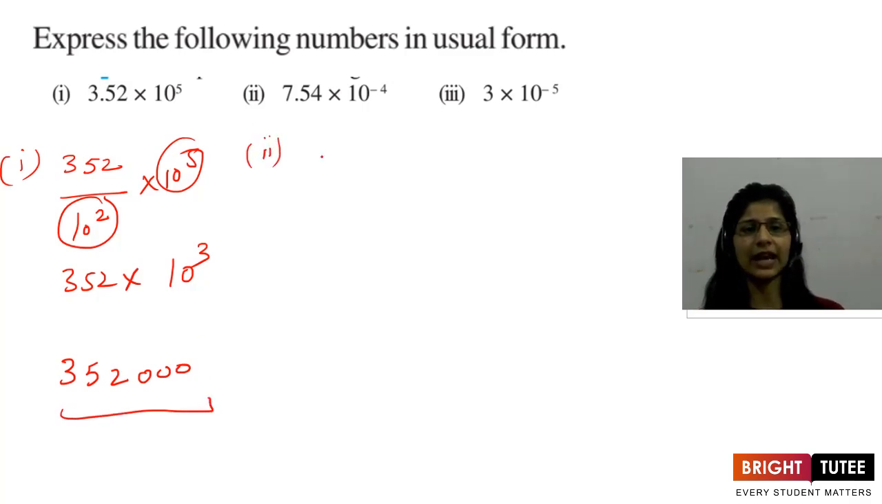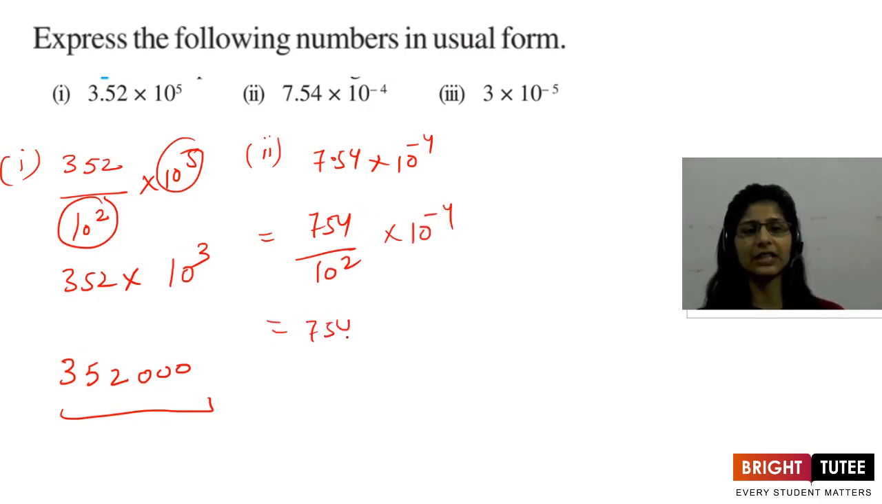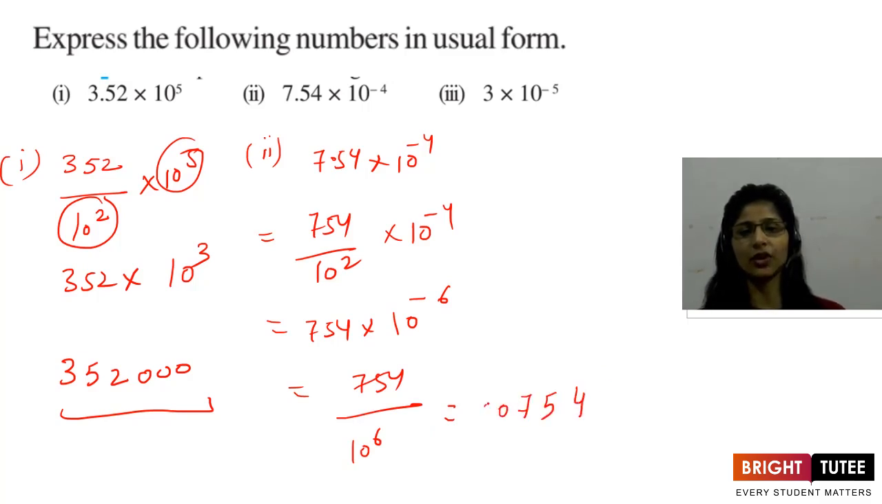Second part. We have 7.54 into 10 to the power minus 4. So we write 754 upon 10 to the power 2, because 100 will come up, into 10 to the power minus 4. We are left with 754 into 10 to the power minus 4 minus 2, which will become minus 6. Now 754 upon 10 to the power 6 is there. That means after 6 places there will be a decimal. 1, 2, 3, 4, 5, 6. So it will be 0.000754, like this the answer would be there.